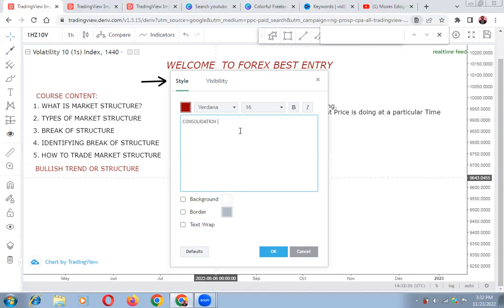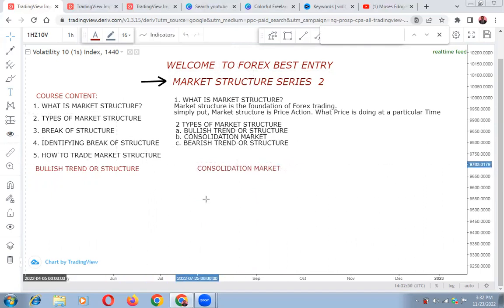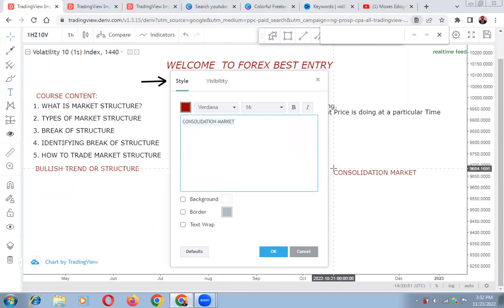Just work with me. I want to ensure I put everything out. This is a training, this is a lecture, a teaching step by step, so I don't want to rush it. I want to ensure everybody is carried along. Okay, let me bring this here. Then on the other side, I'll put the bearish structure, bearish structure or trend, whichever way.